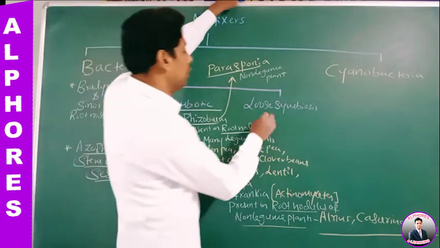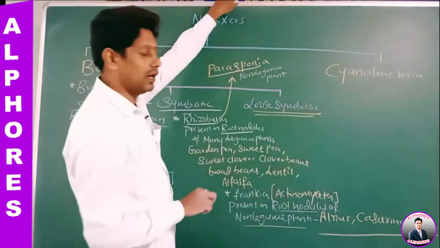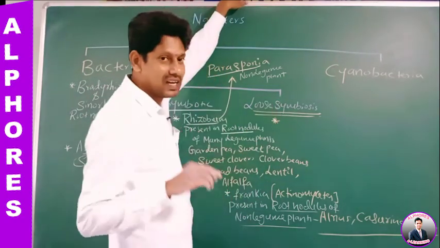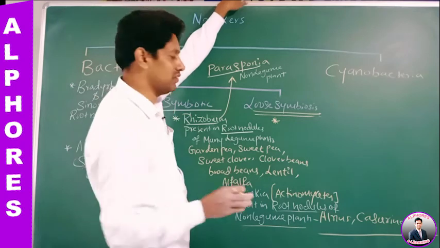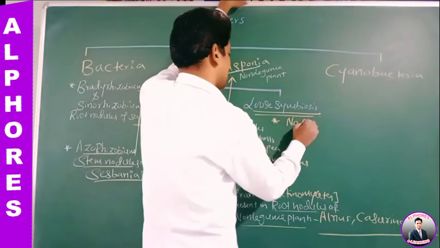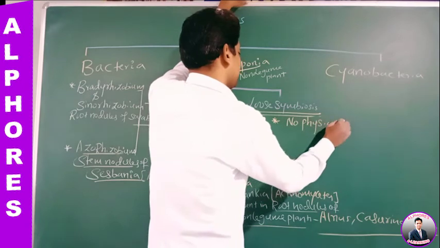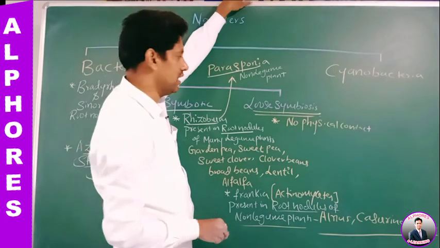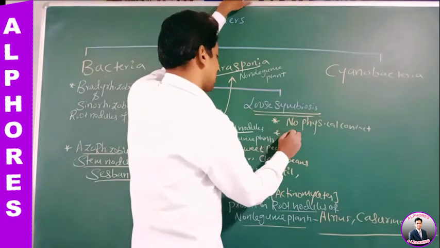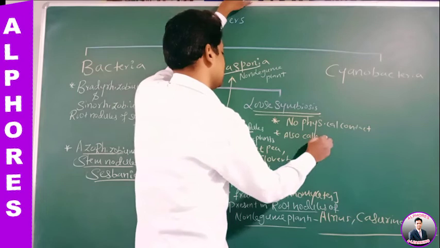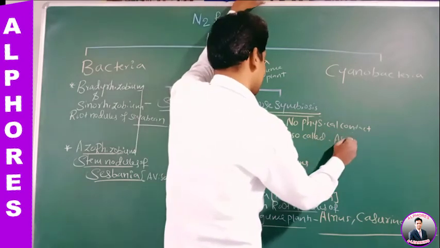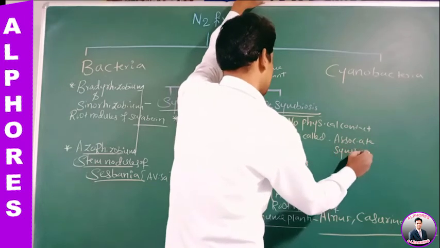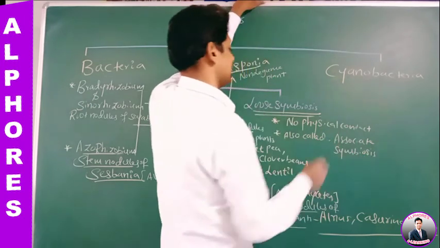Now go for loose symbiosis. Loose symbiosis means here the bacteria is not in physical contact with the plant. There is no physical contact with the plant. This loose symbiosis is also called associate symbiosis.